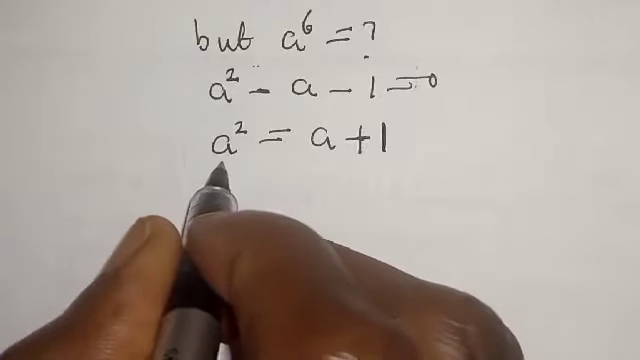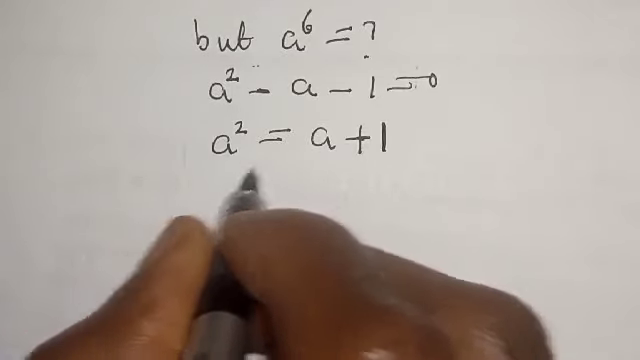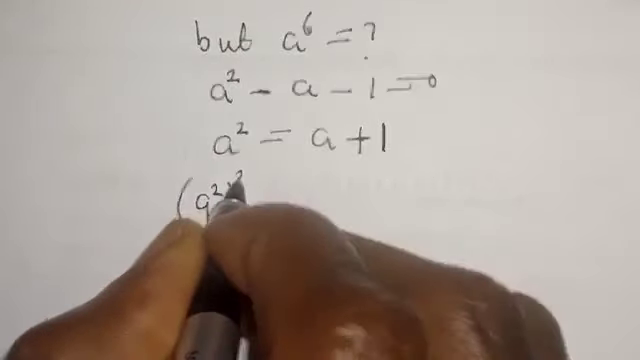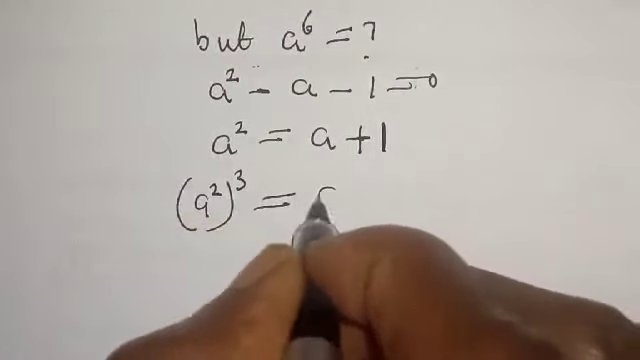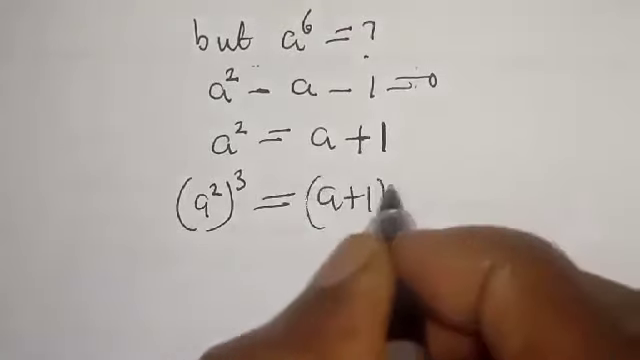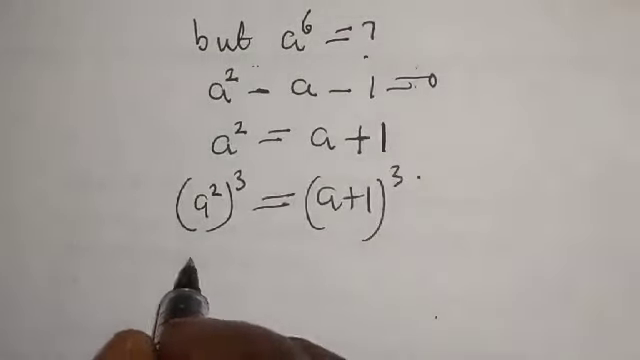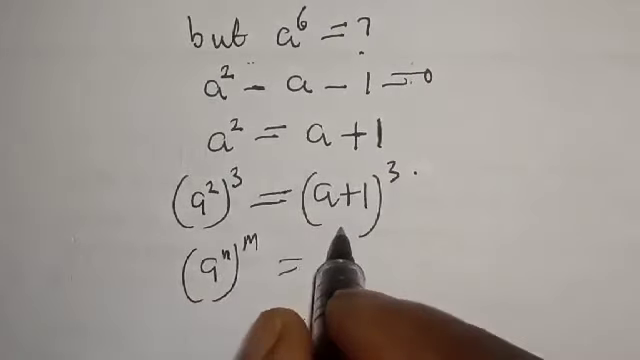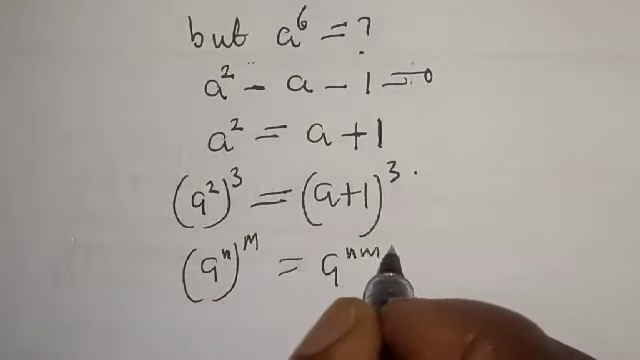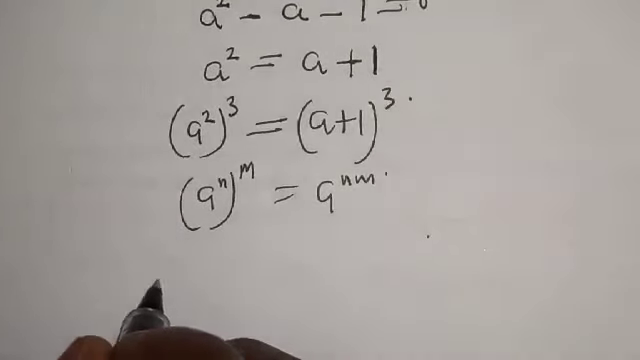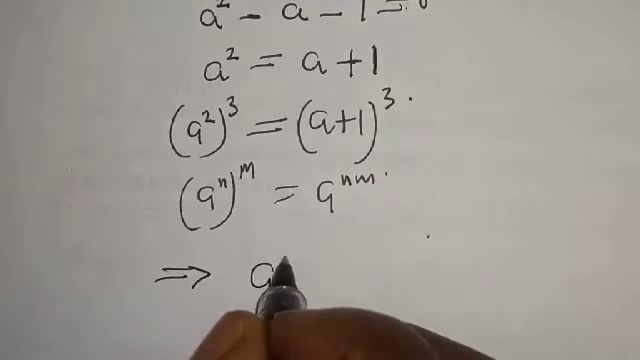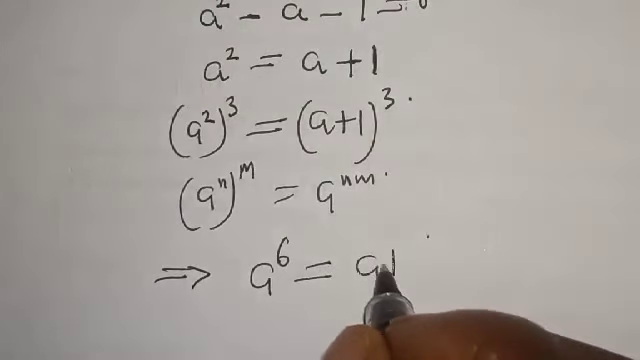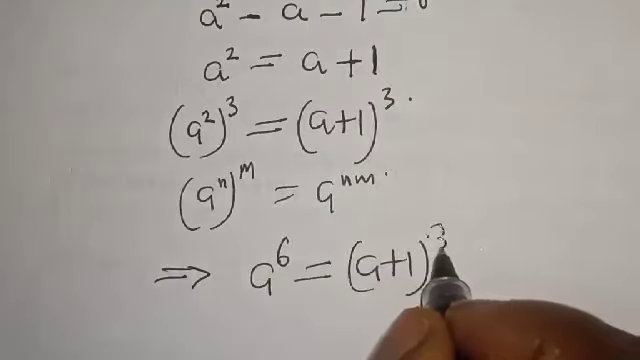Let's take the cube of both sides. Then we have a squared raised to power 3 will be equal to a plus 1 raised to power 3. But we know that a raised to power n raised to power m is the same thing as a raised to power nm. Then this implies that we have a raised to power 6 equal to a plus 1 raised to power 3.